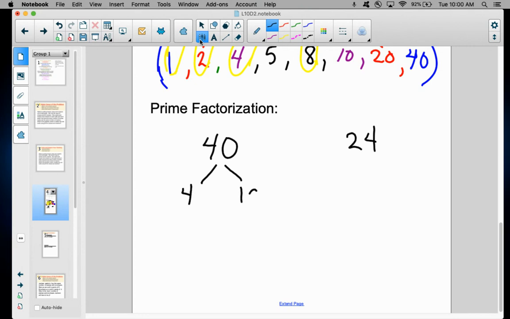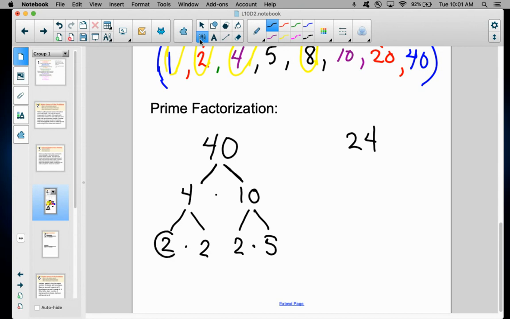You can do 4 and 10. And notice I have drawn 2 what's called branches or lines down. So 4 times 10 is 40. And these numbers 4 and 10 are not prime. So I'm going to think of 2 other numbers that multiply together to get 4. So that's 2 times 2. And 10 is 2 times 5.